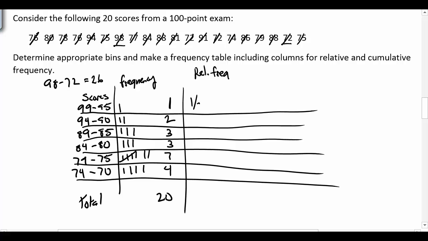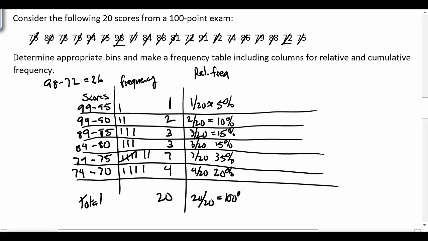this? So this would be 1 out of 20, which is 5%. This could be a decimal or it could be a fraction. This is 2 out of 20, which is 10%. 3 out of 20, which is 15%. 3 out of 20, which is 15% as well. 7 out of 20, which is 35%. And then 4 out of 20, which is 20%. If I add up all the individual fractions, I should get 20 out of 20, which accounts for 100% of our data. Okay.